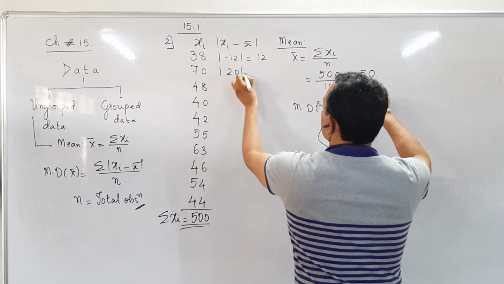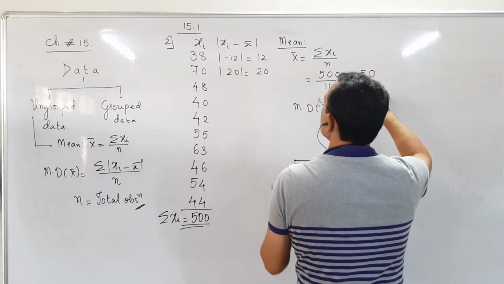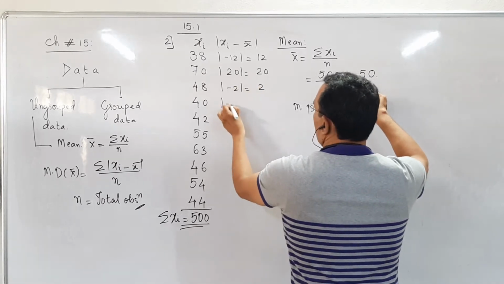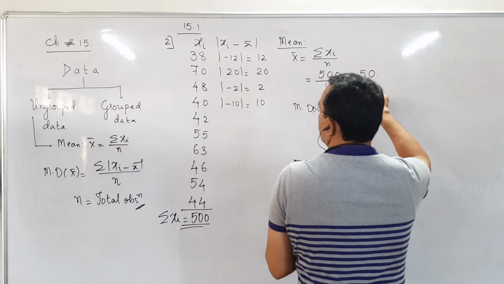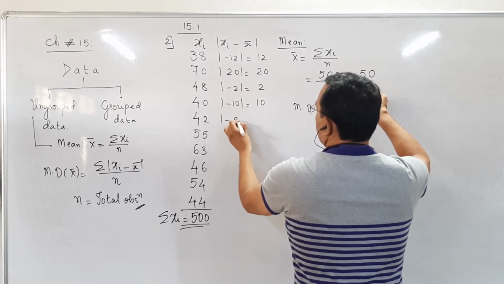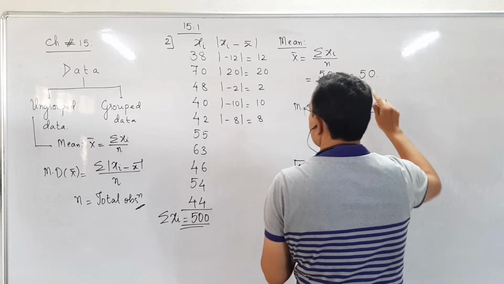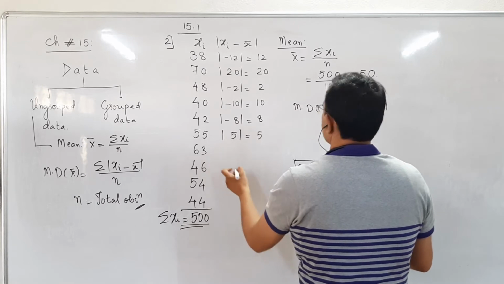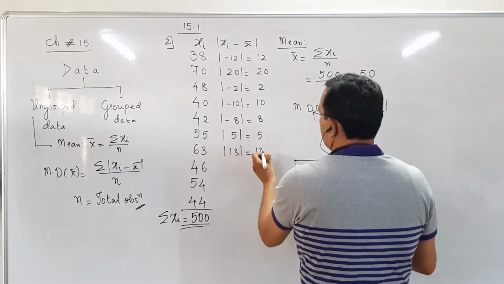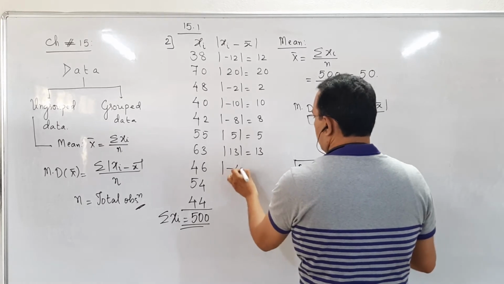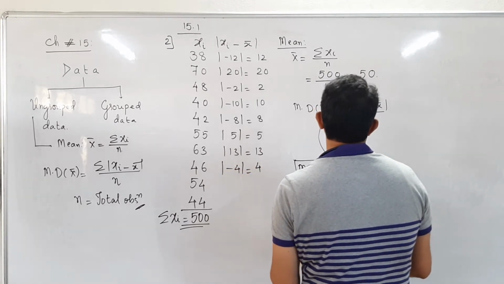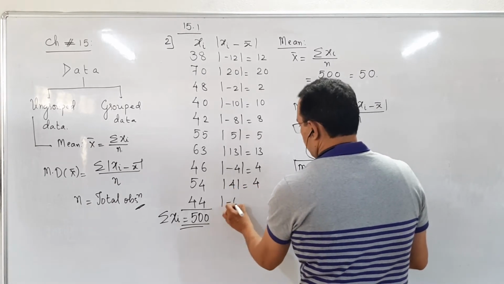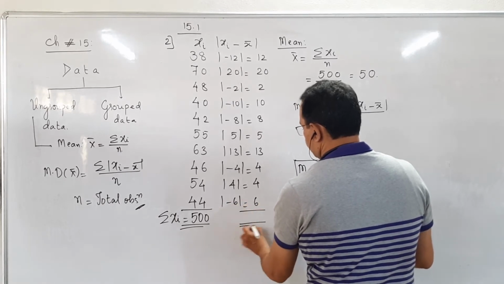Now operate x minus x bar. 38 minus 50 is minus 12, the modulus is 12. 17 minus 50 is minus 33, the modulus is 33. 48 minus 50 is minus 2, modulus is 2. 40 minus 50 is minus 10, modulus is 10. 42 minus 50 is minus 8, modulus is 8. 55 minus 50 is 5, modulus is 5. 63 minus 50 is 13, modulus is 13. 46 minus 50 is minus 4, modulus is 4. 54 minus 50 is 4, modulus is 4. 44 minus 50 is minus 6, modulus is 6.